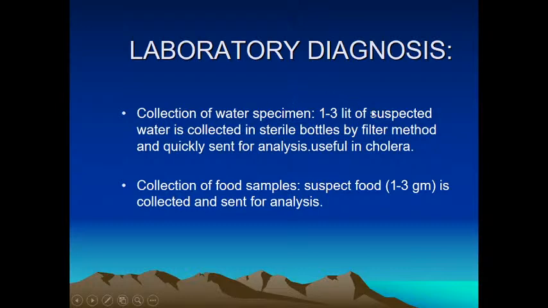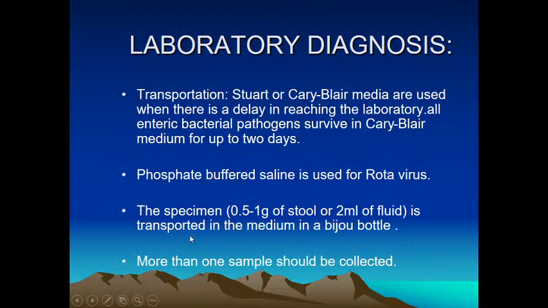Water specimens should also be collected. 1 to 3 liters should be collected in sterile bottles, and you can check it for cholera as well as other organisms. Food samples are very important. Suspect food items should be collected and sent for analysis. What happens normally is whenever you go to a food poisoning site, you will find that everything has been cleaned up and you can't get any samples. That's the biggest problem with food poisoning.